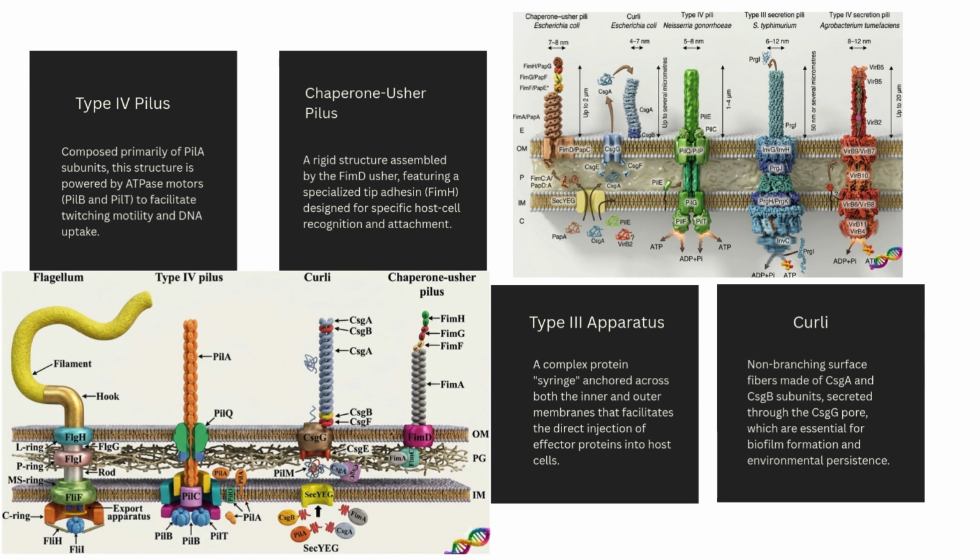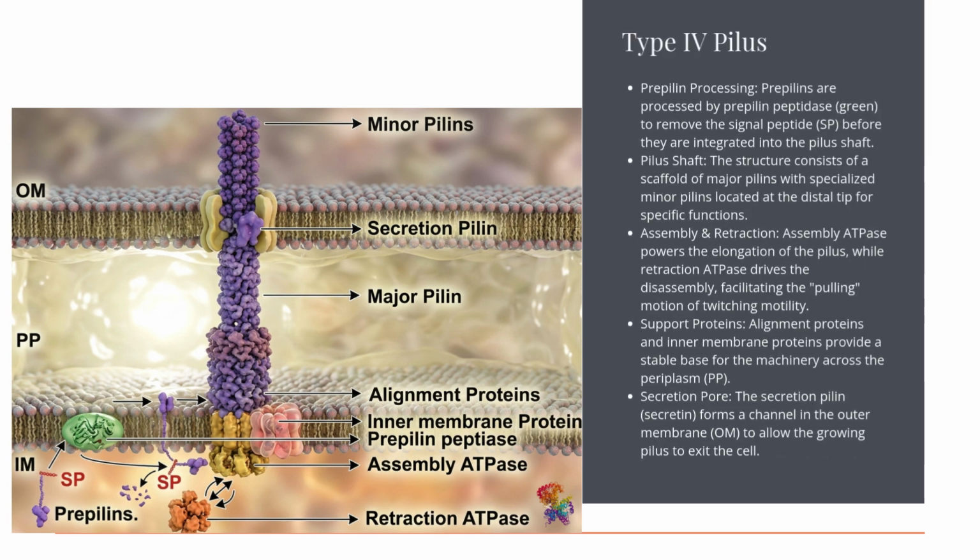It should be noted that while they are generally not used for swimming, type 4 pili enable a specific form of movement known as twitching motility on solid surfaces. Because of their role in adherence, fimbriae and pili are significant virulence factors. Antibodies targeting these structures can inhibit infection, making them prime targets for vaccine development.